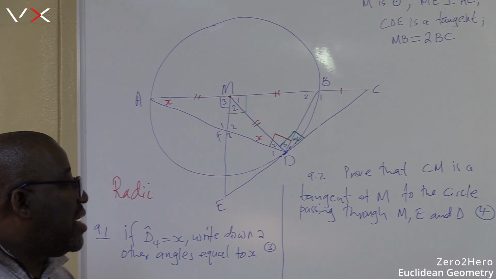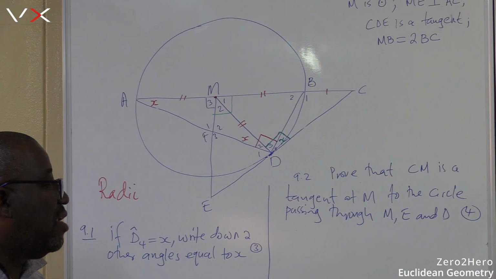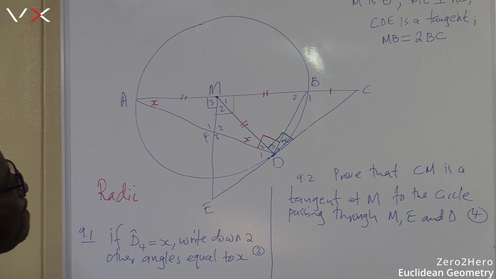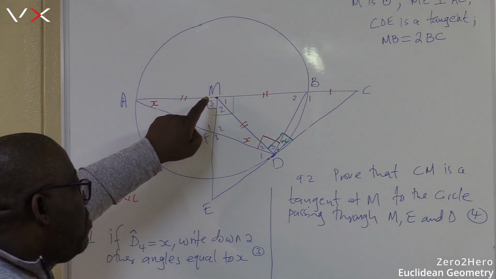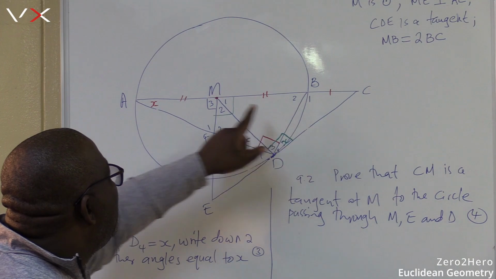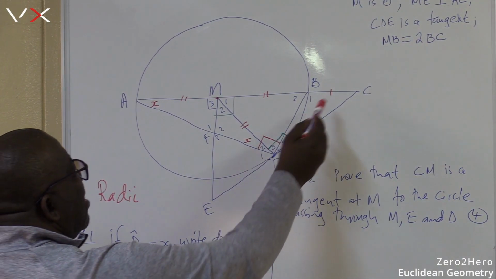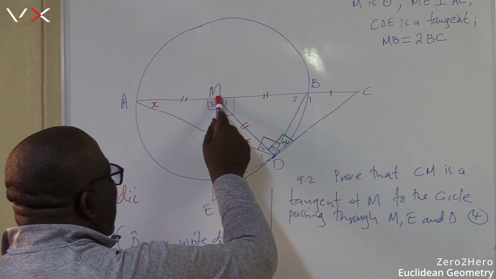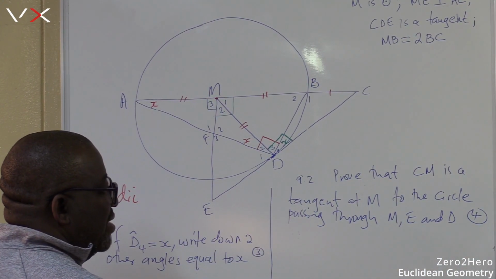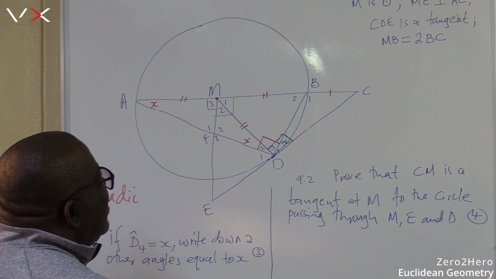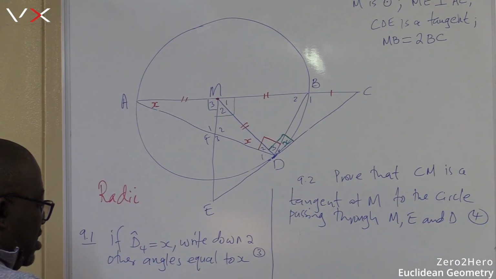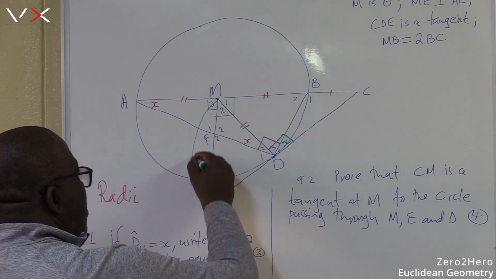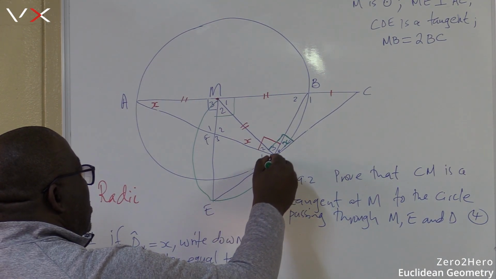Prove that CM is a tangent at M to the circle passing through M, E, D. Where is CM? This line goes up to there. Prove that CM is a tangent at this point to the circle passing through M, E, and D. Let's sketch this diagram. It passes through M, E, and D.